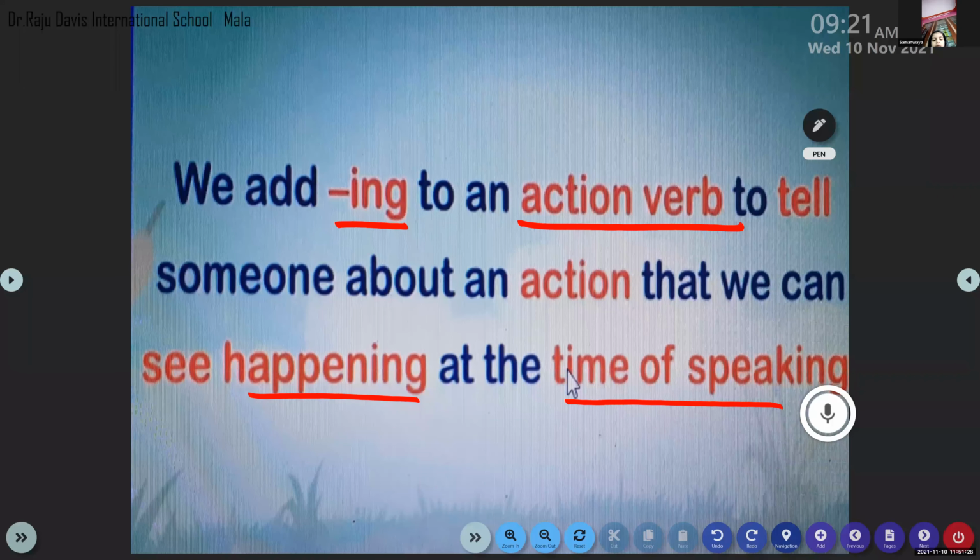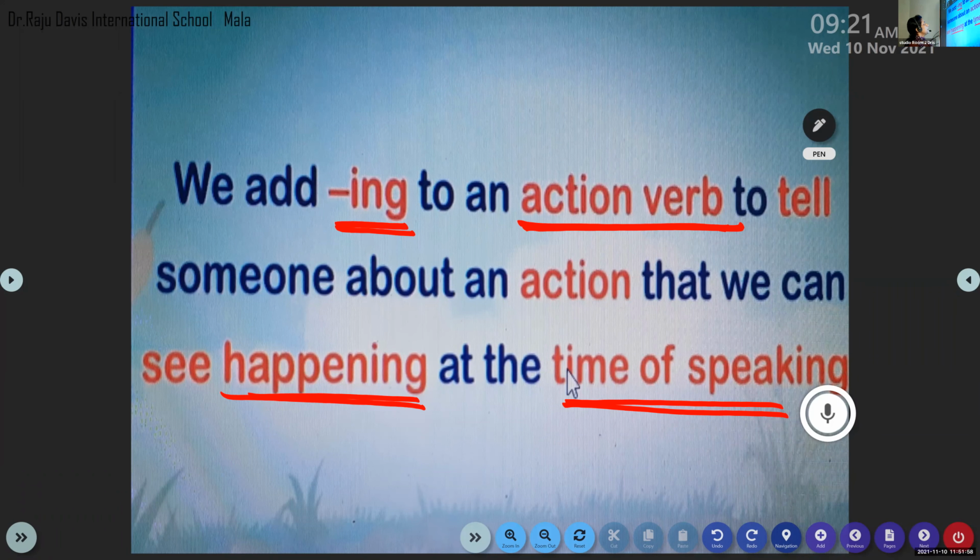Okay, so what do we do to the action verb? We add ing to the action verb to show that the action is happening now, at the time of speaking. At the time of speaking, the action is going on. What do we do to the verb? We add ing to the verb. Clear? Okay, you are sitting. You are listening. All these actions are taking place now.